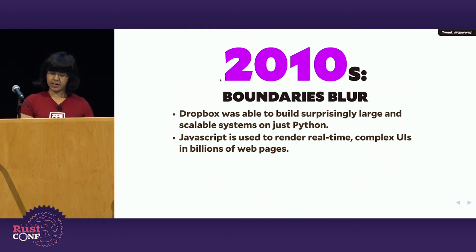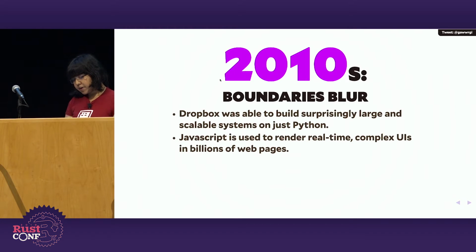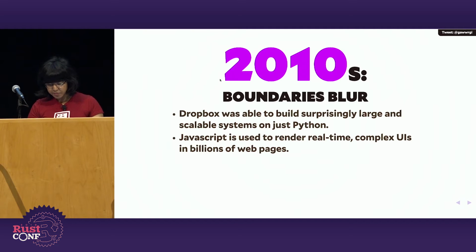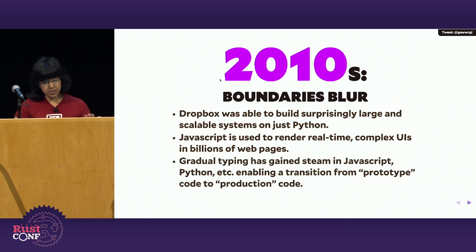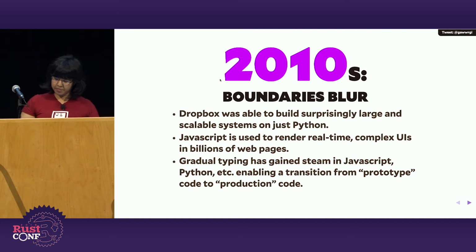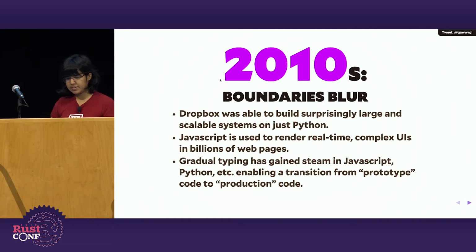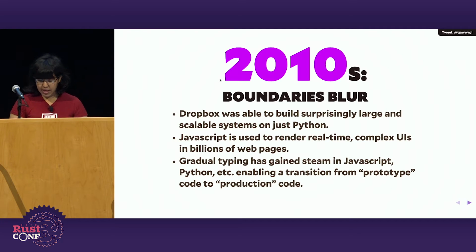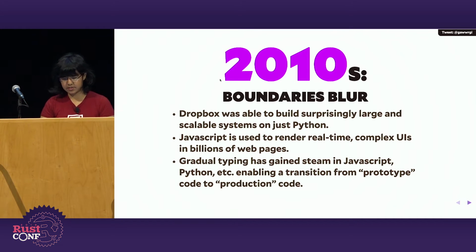JavaScript is used to render real-time UIs in billions of web pages. And there was gradual typing in JavaScript. And Python, which enables people to transition from prototype to production code. And large-scale distributed systems languages like Go, etc., put in resources so that garbage-collected languages also performed well.